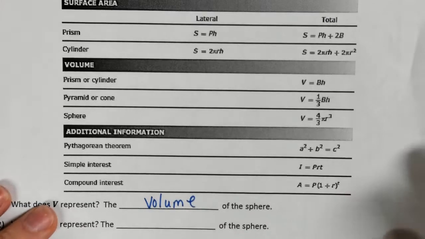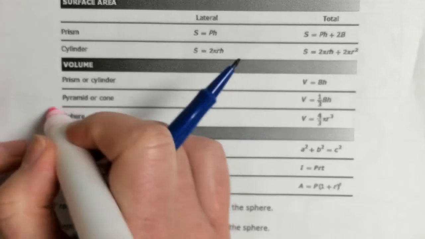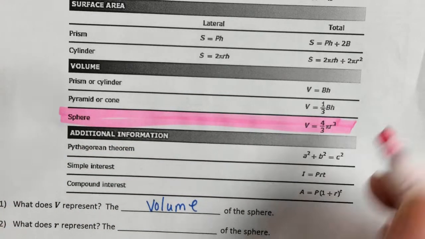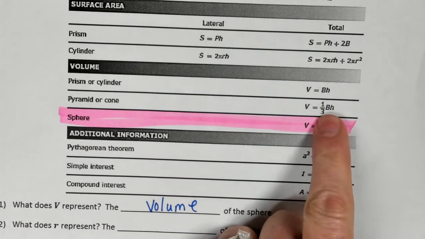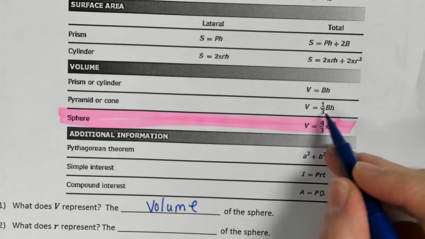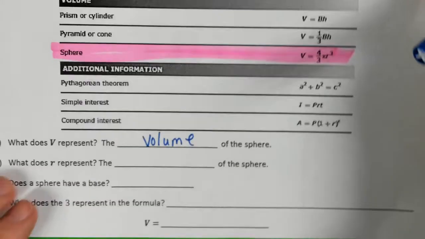Okay, so let's see. Right here we have volume of a sphere. And what I want you to notice is that the formula looks a little bit different than our other two volume formulas, in that it does not have a capital B. It does not have the area of the base. So let's talk about that formula.